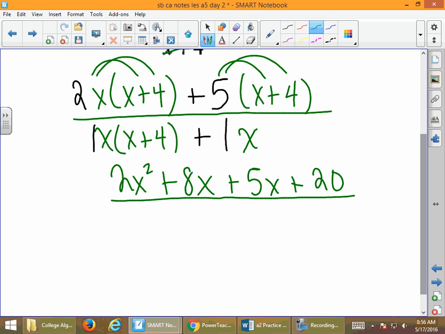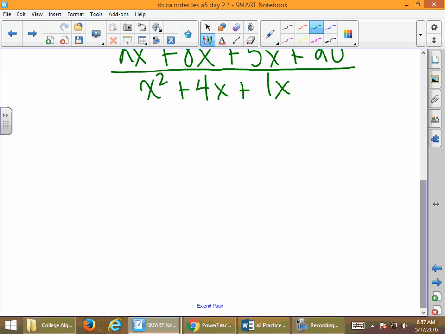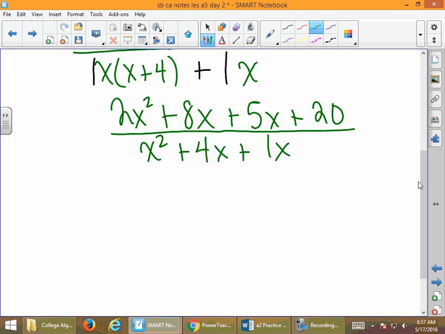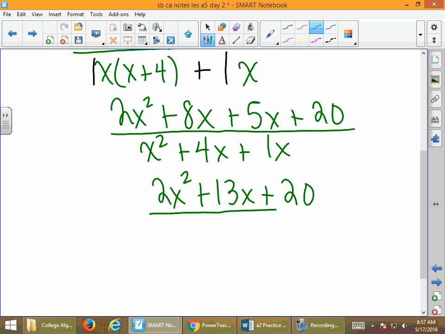Let's keep going here. X times x is x squared plus 4x plus 1x. But now what we have is just a single numerator and a single denominator. We don't have a fraction within a fraction. And when we simplify this a little bit more, we get 2x squared plus 13x plus 20 divided by x squared plus 5x.